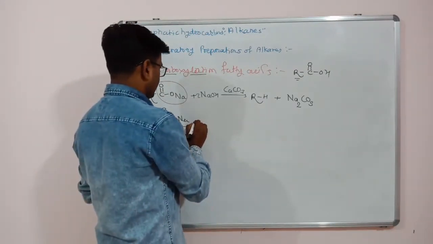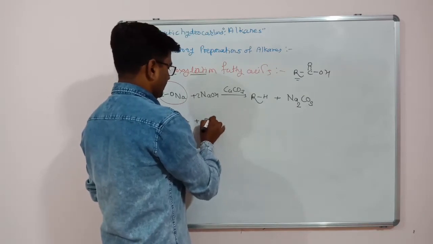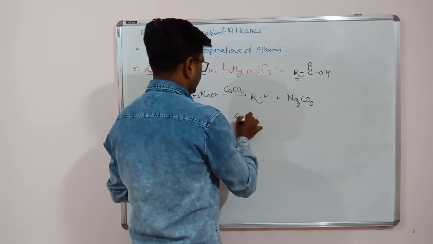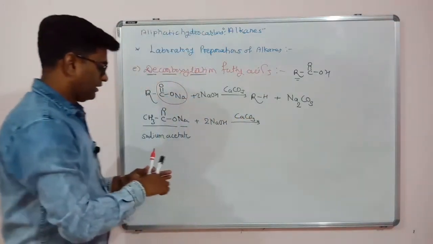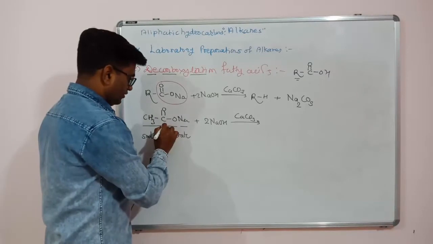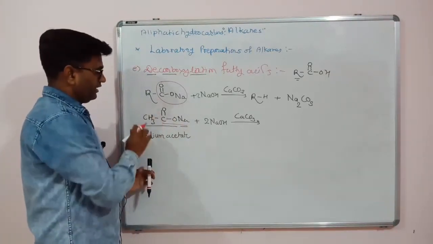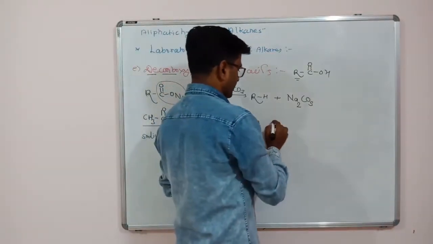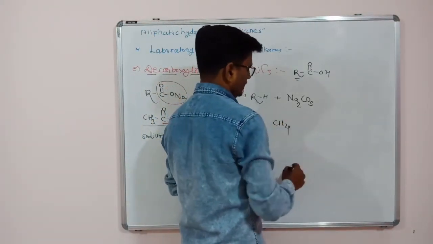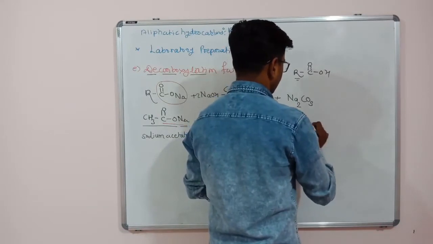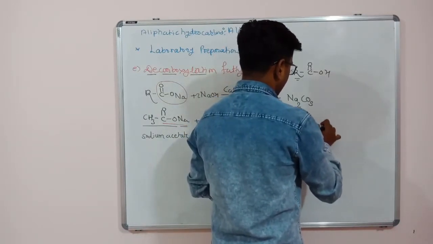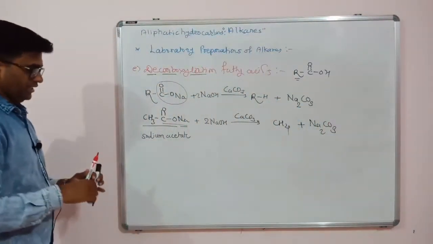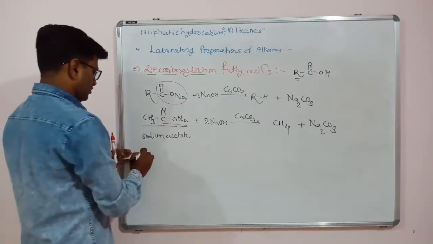If we are reacting with NaOH and calcium carbonate, then what will happen? This group will leave and this methyl forms an alkane. So your product will be CH4, that is methane, plus Na2CO3.